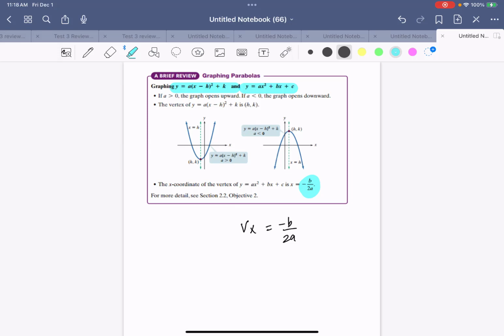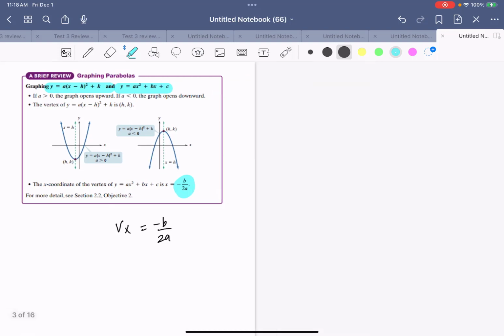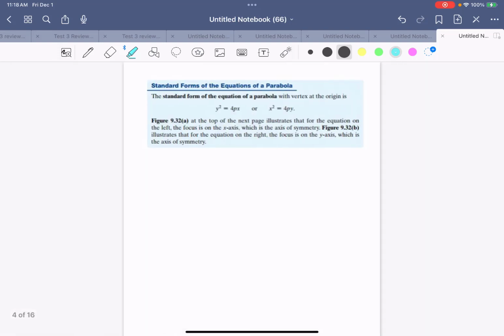However, we're going to look at the parabola in a slightly different form so we can find the focus and the directrix. So the standard form of a parabola with a vertex at the origin, so that's important, we're talking about only ones at the origin. There are two formats. The first one is y squared equals 4px and x squared equals 4py.